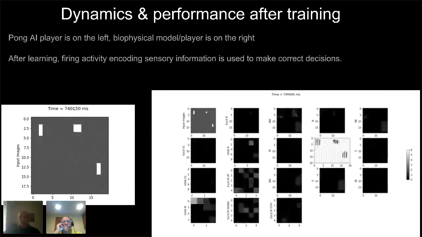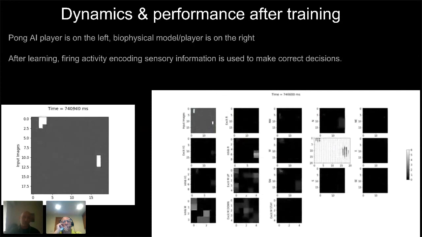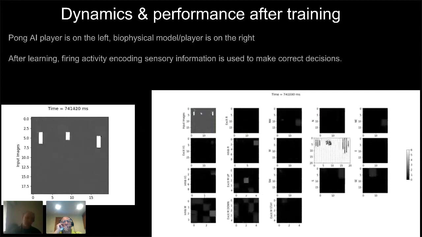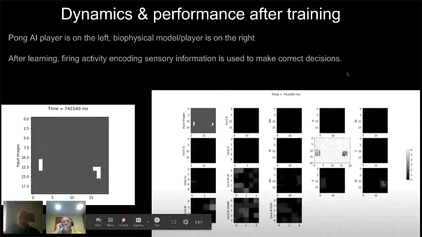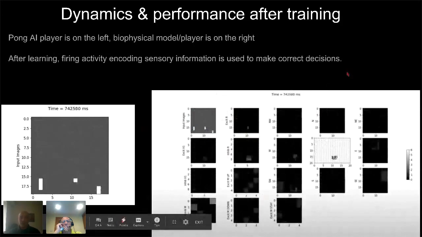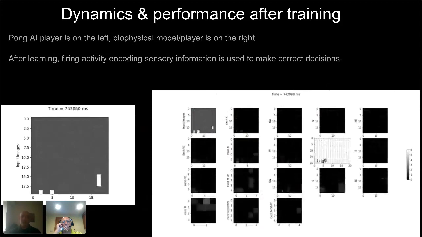So this just shows that you can measure the activity at a fine-grained temporal scale over short intervals. This is 20 millisecond binning to generate these activity plots. And it demonstrates in action that the model can produce the right behaviors after training.